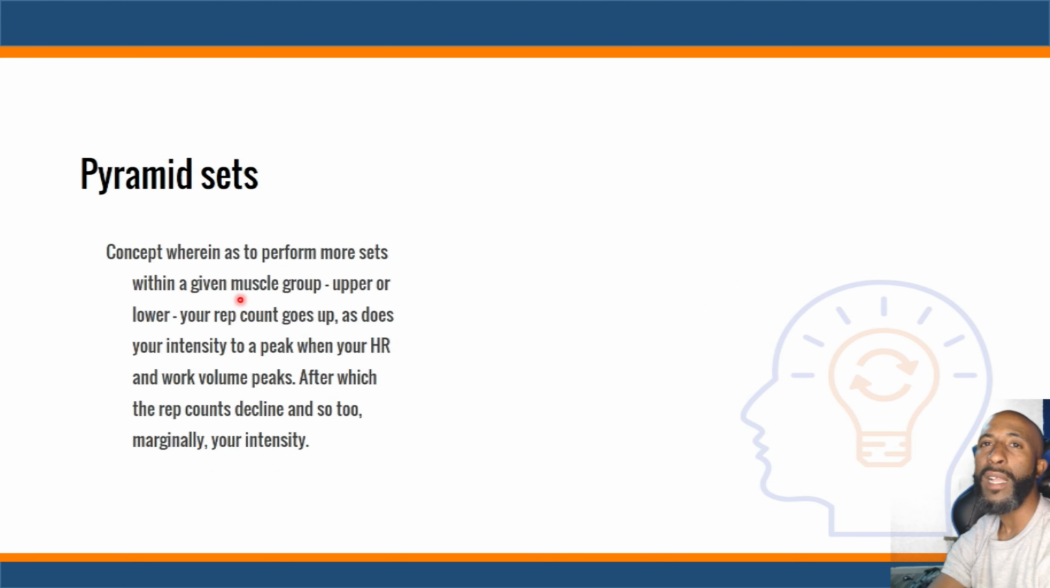Now remember I brought in that concept of pyramid sets? Well, here's the concept. When we're talking about a muscle group, as your reps go up, your intensity does too, to a point. In the middle of the working day, that heart rate is very high. The sets and reps you do is very, very high, to the maximum work rate you're going to do for the day. After that, we bring it all back down. Your intensity, everything. Pyramid sets.